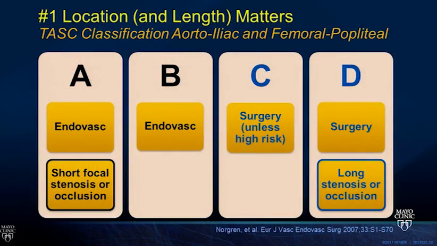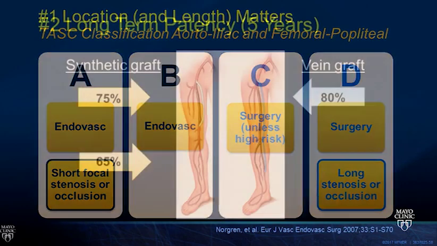The length of the lesion also matters. This is the TASC classification. So A, they're shorter, more focal lesions. D, they're longer levels of stenosis or multiple areas or occlusions. So that shorter, more focal disease tends to do better with stenting, and that longer, more complicated disease tends to do better with surgery, and B and C are kind of in the middle there.